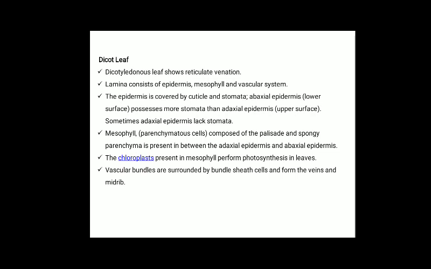Mesophyll, which is made up of parenchyma cells composed of both palisade and spongy parenchyma, is present in between adaxial and abaxial epidermis. Chloroplasts present in mesophyll perform photosynthesis in leaves. Vascular bundles are surrounded by bundle sheath cells to form veins and midrib.